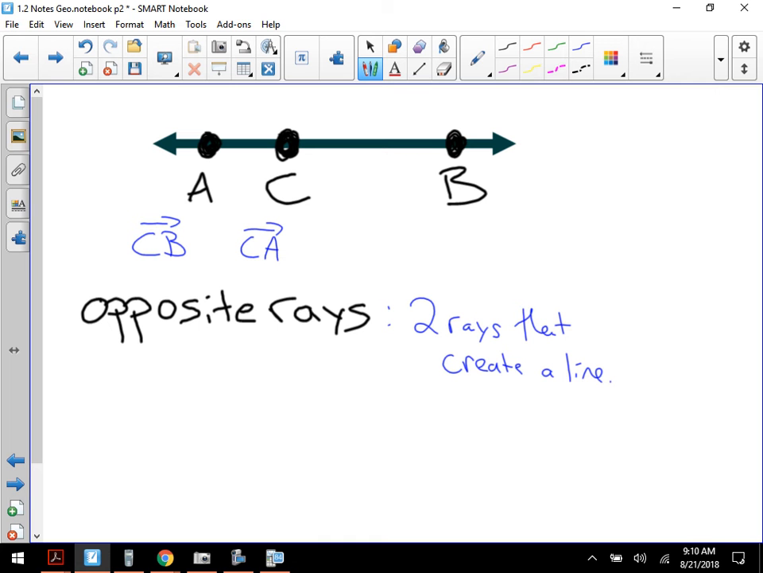Yes, sir. Because that tells me that this is the endpoint. It goes through this point. By saying that CB and CA are opposite rays, that tells me C is the point at which they both share. So one of them goes one direction, the other one goes the other direction. Okay? That shared point will always be the first letter. And it just goes opposite one.